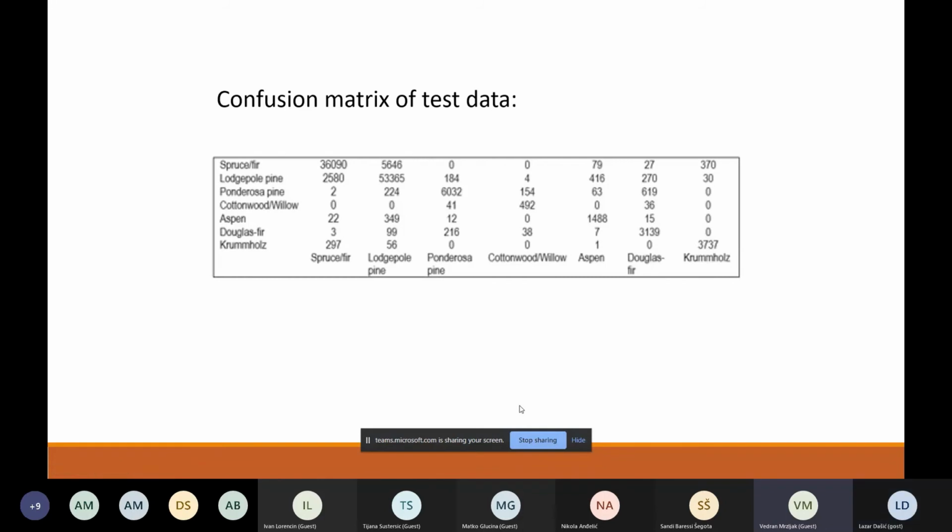Thank you, colleague Dasic. Do we have any questions related to this topic? Well, I have one question. Colleague Dasic, you presented just one neural network architecture. Did you try more of them or just the one presented?